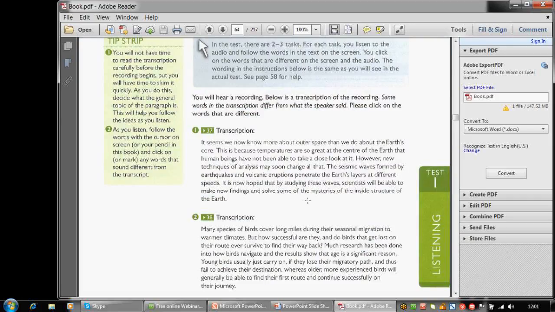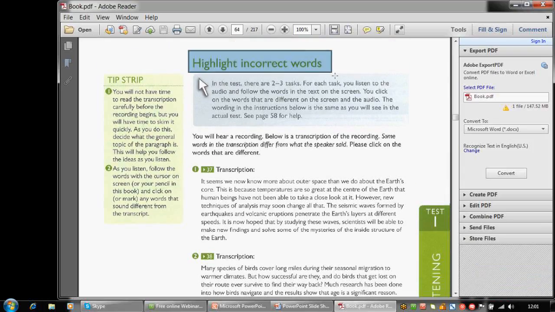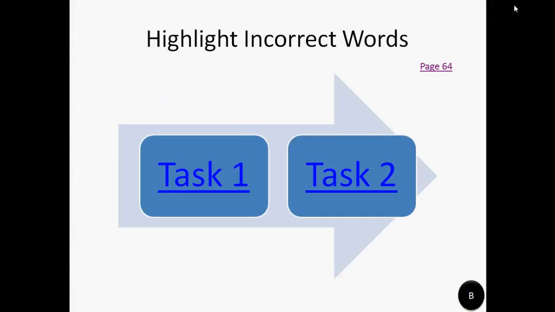If you think positive and negative both together, you get confused. So don't think about positive, think only about negative. Wrong, wrong, wrong. Don't think about right, right, right. Because the expectation of this particular paragraph is to highlight incorrect words. So don't focus on correct words, focus only on incorrect words.